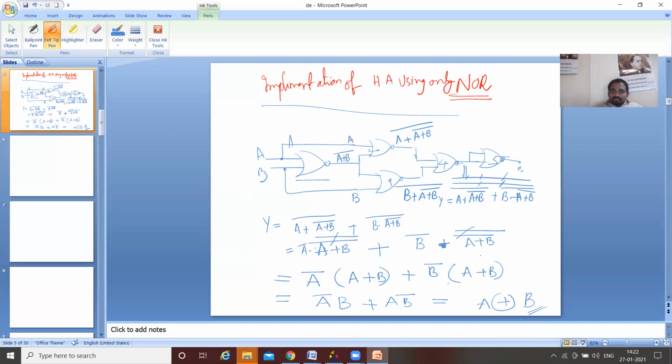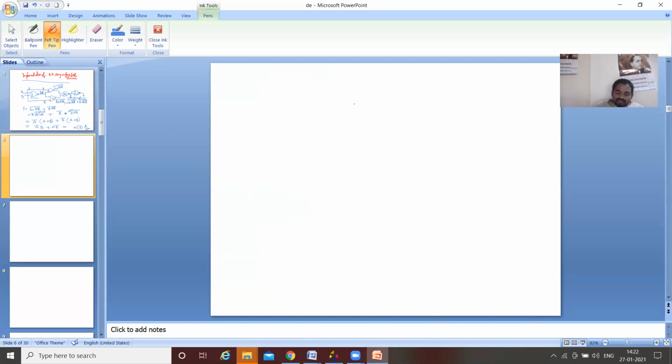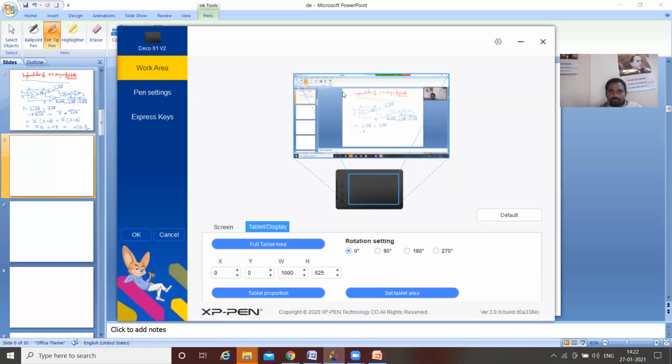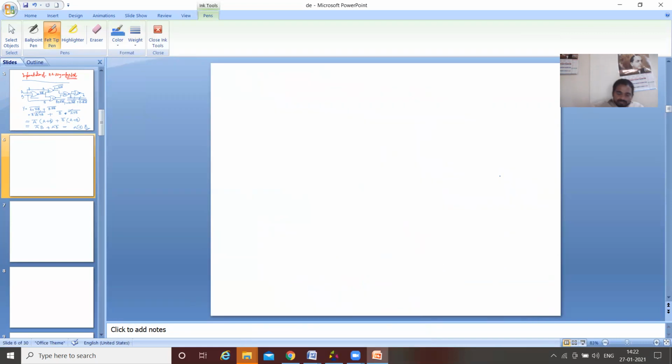Again, next we have to implement the carry. Carry C is equal to A AND B. And we have to implement this logical expression using only NOR gates.